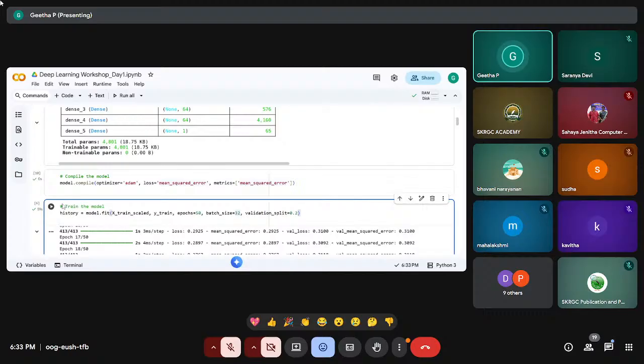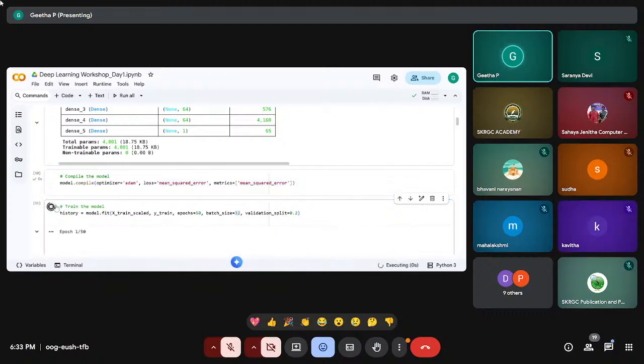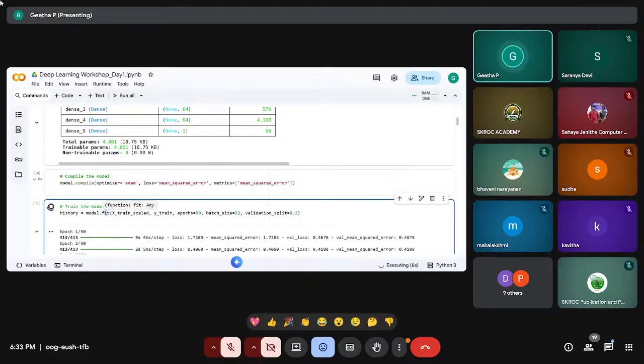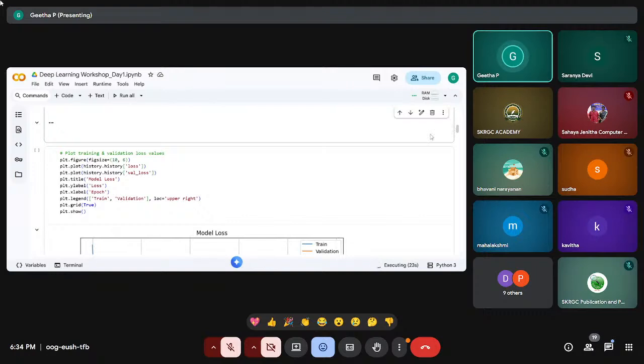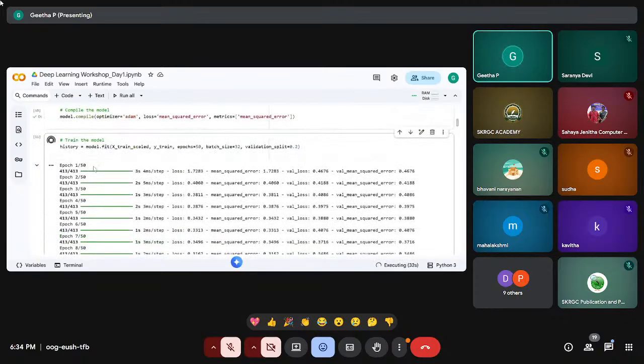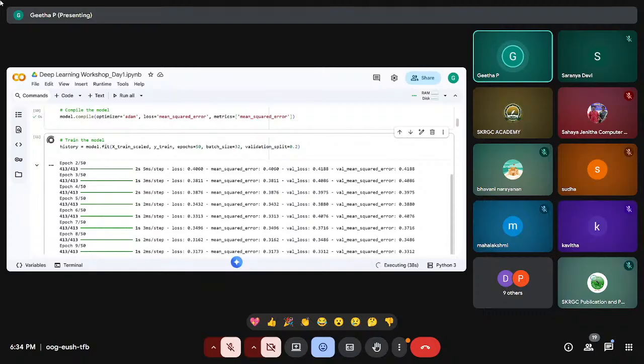After the compilation, we can train our model. We call the model fit method, which is used to train our model. It trains the model by adjusting the weights, which also minimizes the loss function. Here we pass the scaled data, the input features with the target values. We set the epochs to 50, which is the number of times the model goes through the entire training data. And we have mentioned the batch size as well.